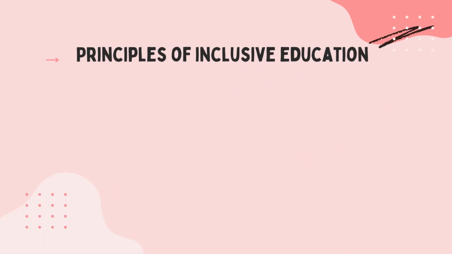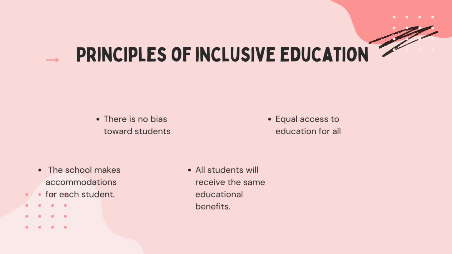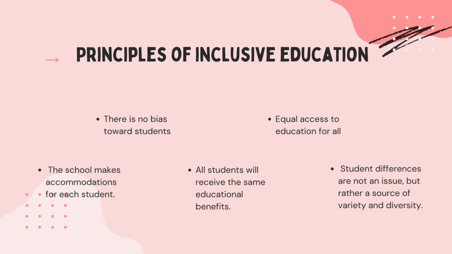Principle of inclusive education. There is no bias towards students. Equal access to education for all. The school makes accommodation for each student. All students will receive the same educational benefits. Students' differences are not an issue but rather a source of variety and diversity.